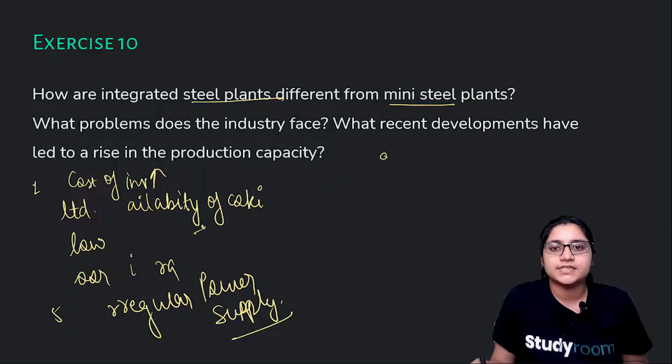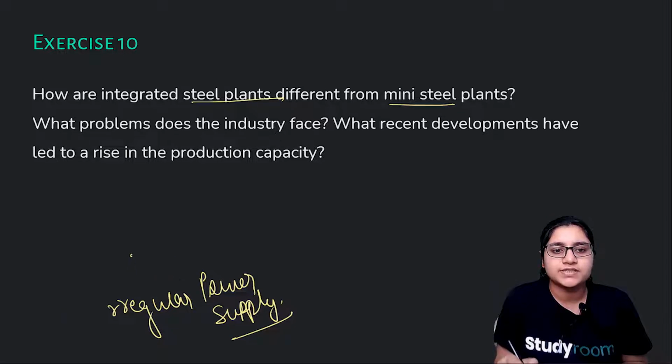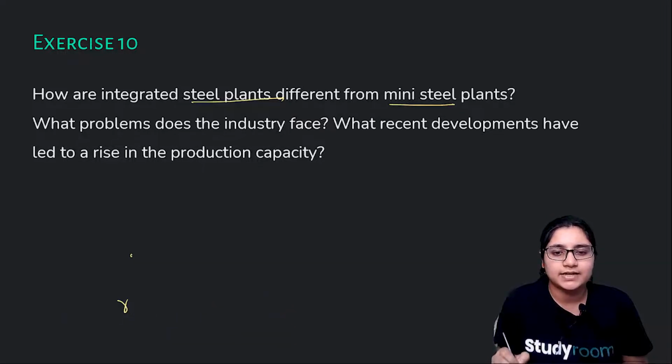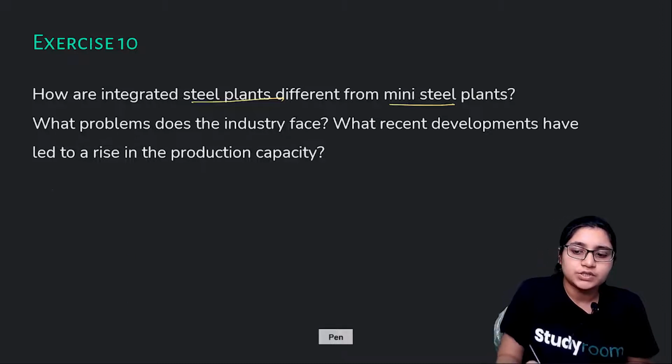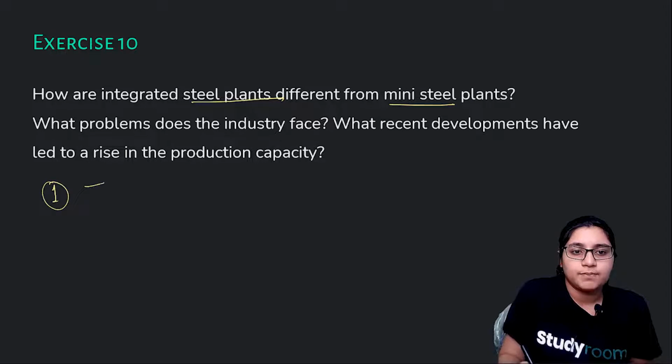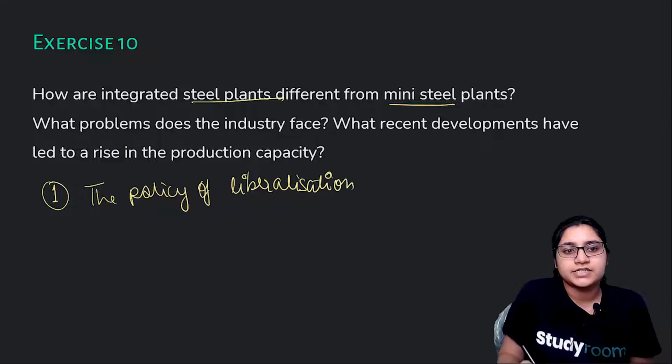Then we have to discuss what are the recent developments that led to the rise in production. While we were discussing the iron and steel plant, we also discussed LPG policies a little bit, like liberalization, privatization, globalization. So definitely that helped. The policy of liberalization, and the second thing is foreign direct investment, that is FDI.